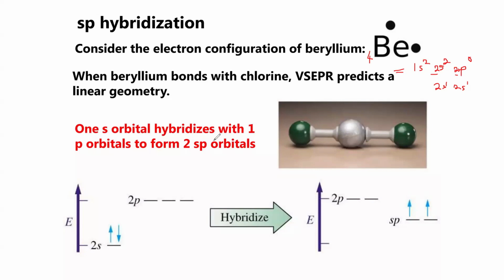So the 2s orbital hybridizes with one 2p orbital. This s and this p will now hybridize to form 2 sp orbitals. And of course, there are two 2p orbitals that remain unhybridized, that is py and pz. Okay?